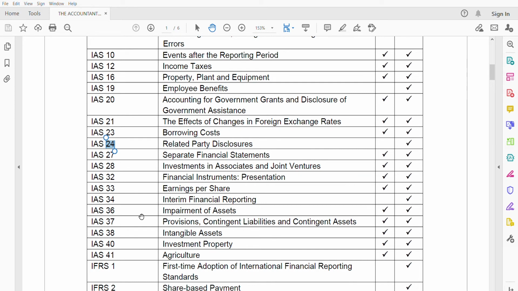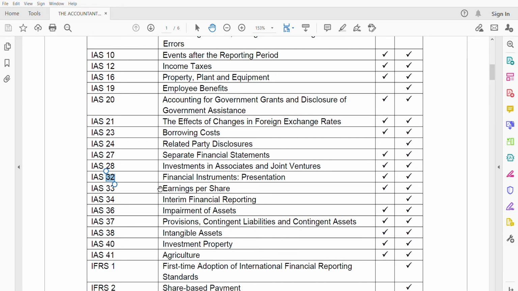The challenging one is IAS 32, which is your financial instruments. Sorry, not the presentation part, but IFRS 9. Financial instruments has three separate standards. One is for disclosure, one is for presentation, and one is for recognition and measurement of financial assets and liabilities. So this is for presentation purposes. Next, we have IAS 33, which is earnings per share.